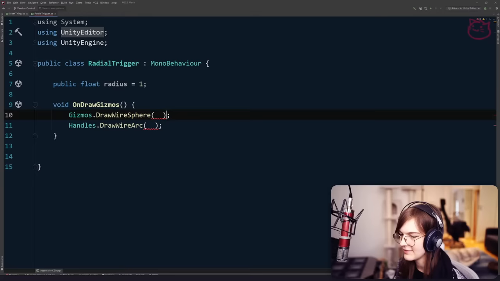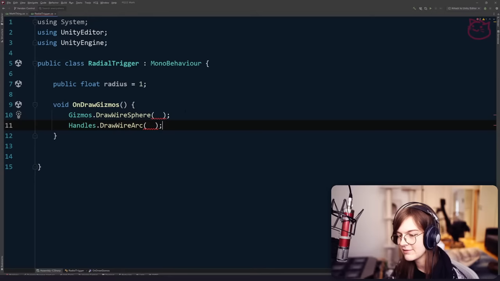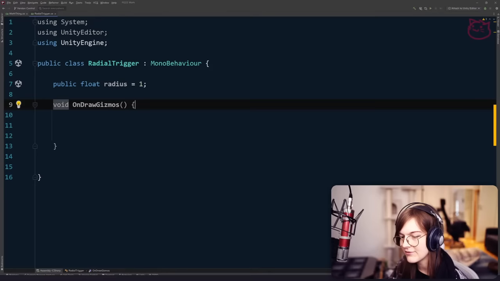No, the editor requirement is only for Handles, not for Gizmos. Gizmos are, I think, automatically stripped somehow. Or they just never call the Gizmos function.